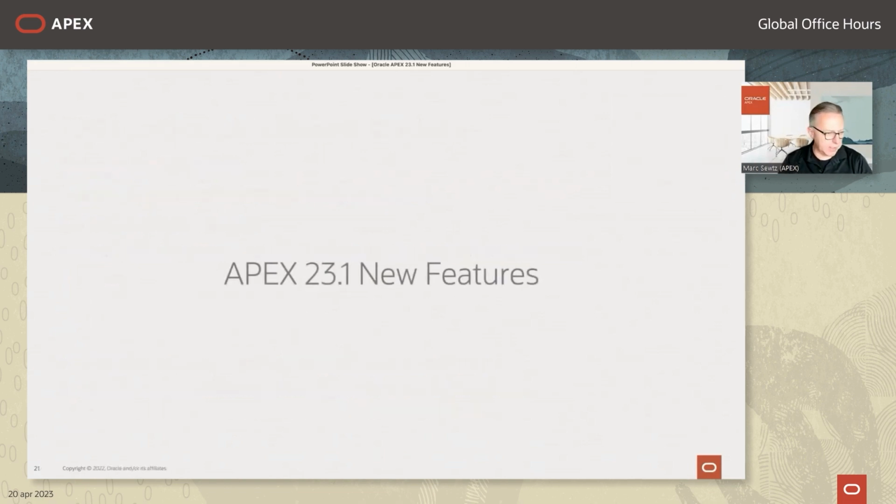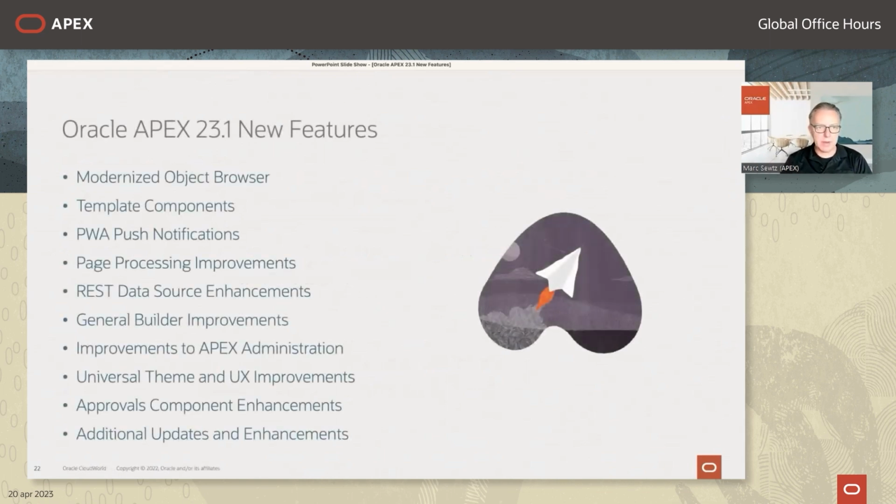All right, let's talk about Apex 23.1 new features. I would like to start with the modernized object browser and the link to SQL Developer Web, and then talk about a bunch of other features. I listed some of the high-profile marquee features on this page. We're not going to be able to get through everything. Again, there are going to be deep dive sessions over the coming weeks. There's also the new features page on apex.oracle.com.